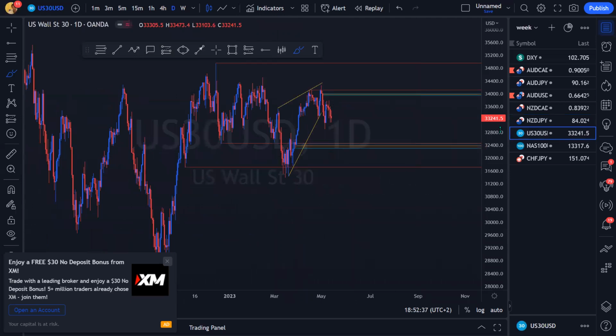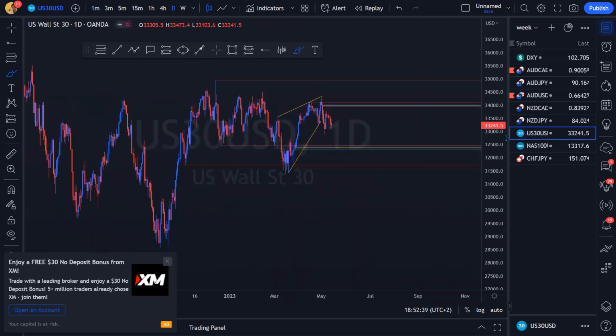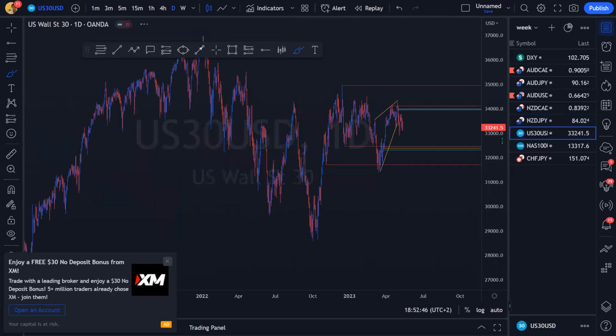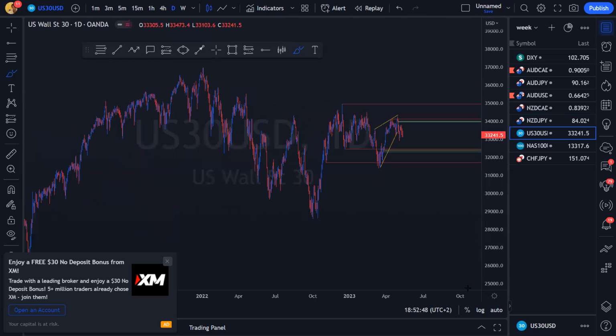Let's get into US30. So the indices, guys. If we look at what's going on on the higher time frame, I think other people would also agree that we're living in a very confused environment. There's a lot going on right now.